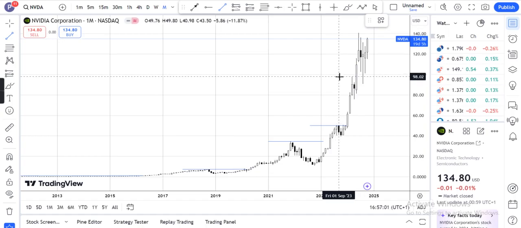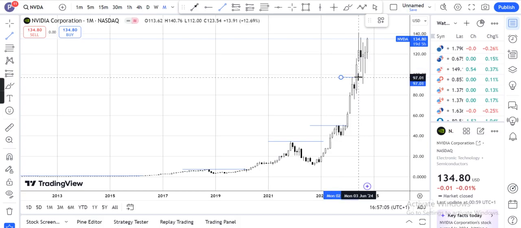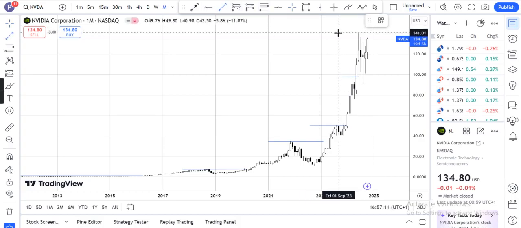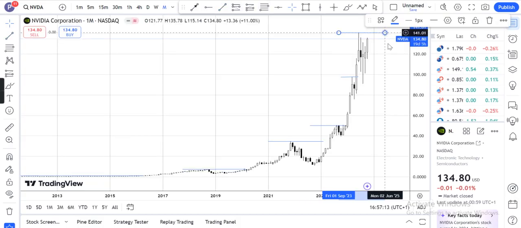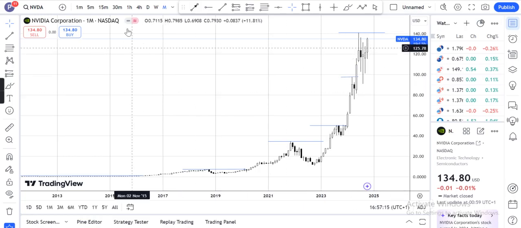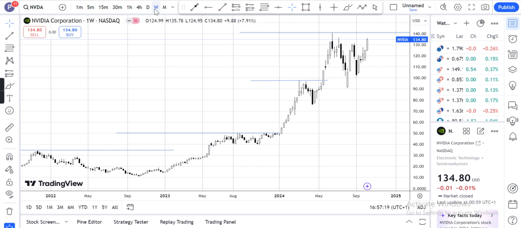Now, when we get to the higher time frame, let's say the weekly time frame, we'll see all of this information in a better form. Then after all of those, we have a break of structure here again. Now we can simply go to the weekly time frame. On the weekly time frame, the whole chart becomes a little bit clear.